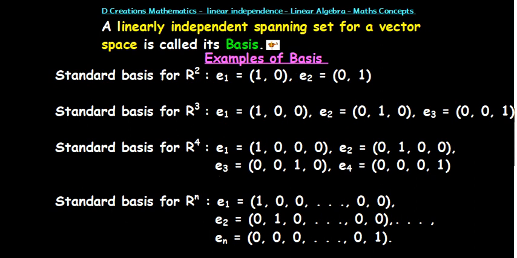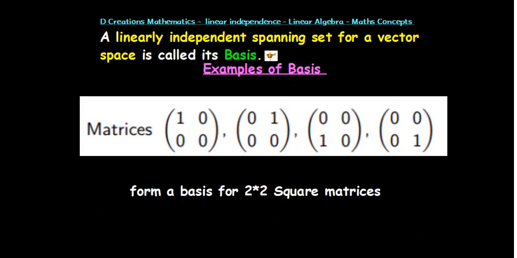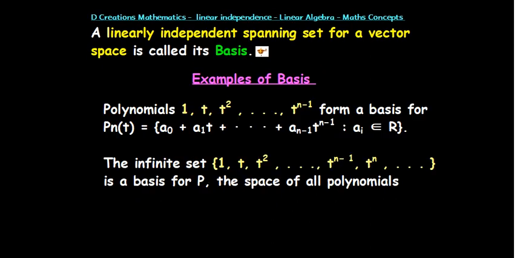Now this was about the n tuple. What about other kinds of vector spaces? What about 2 by 2 square matrices, that kind of a vector space? Well, the matrices 1, 0, 0, 0, 0, 1, 0, 0, 0, 0, 1, 0 and 0, 0, 0, 1 form a basis for 2 by 2 square matrices. You can see 2 into 2 is 4 and you have 4 vectors here. Keep noting these points.